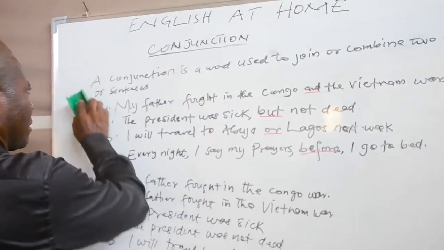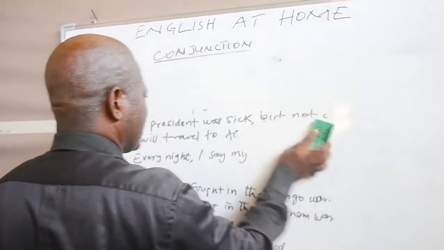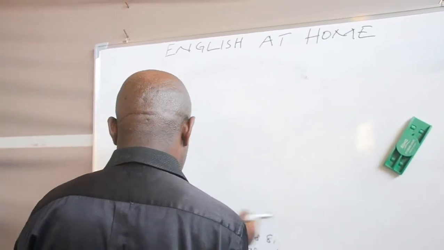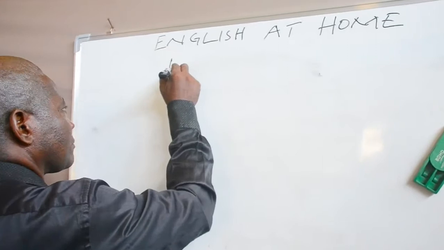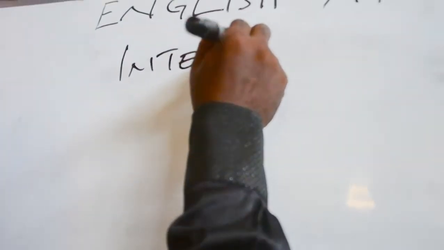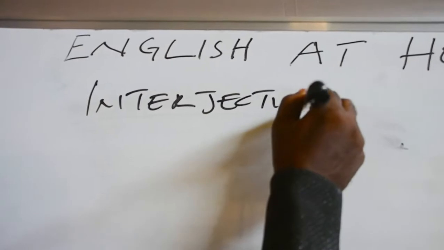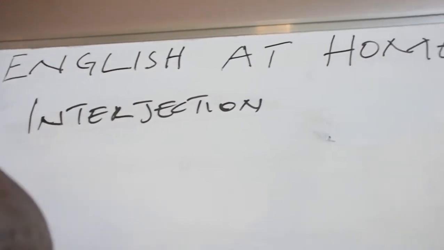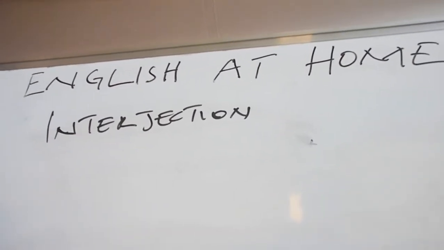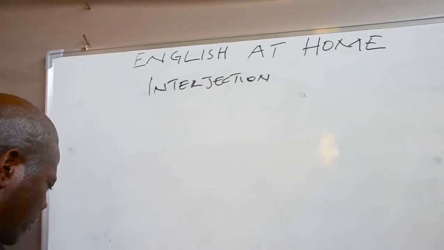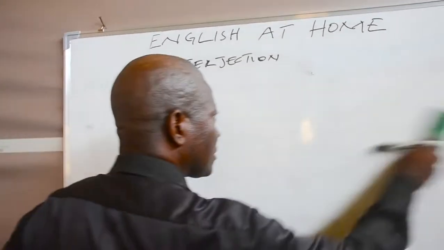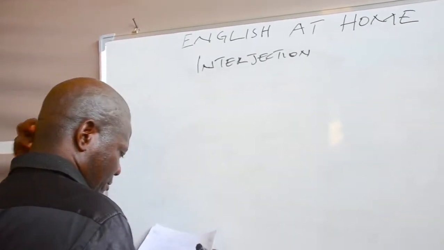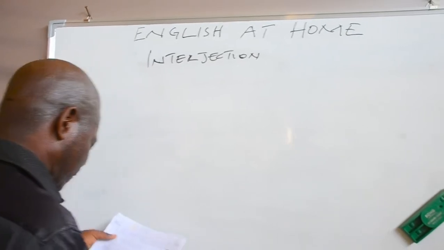And now we're going into the last introduction, which is the interjection. So when we have done something on the interjection right now, that means we have really fully introduced the eight parts of speech. All right. So we said that the interjection is a word used to express some sudden feeling.